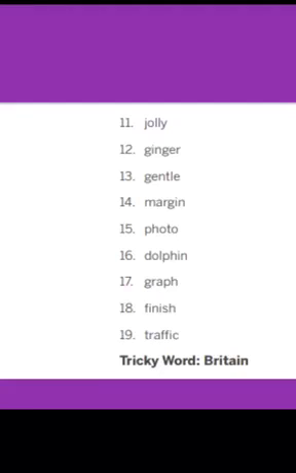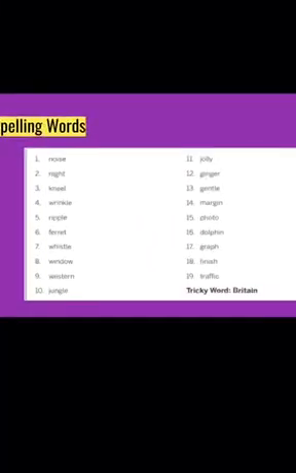What's so tricky about that word, Britain? Britain. That AI worked together to make the I sound. Britain. We don't say Britain. Britain. Okay? You have more spelling words. Who noticed that? That means you're getting to be a big kid.